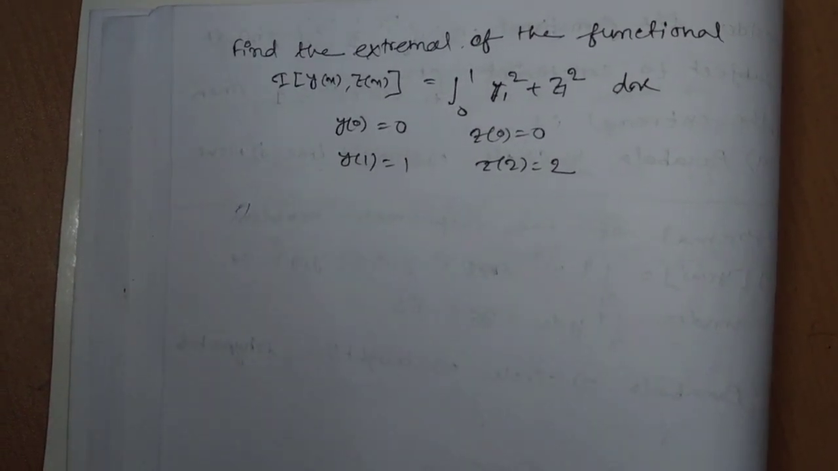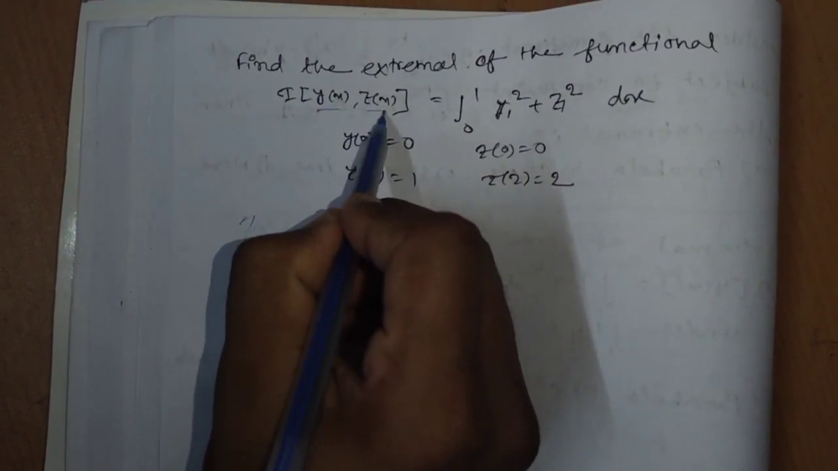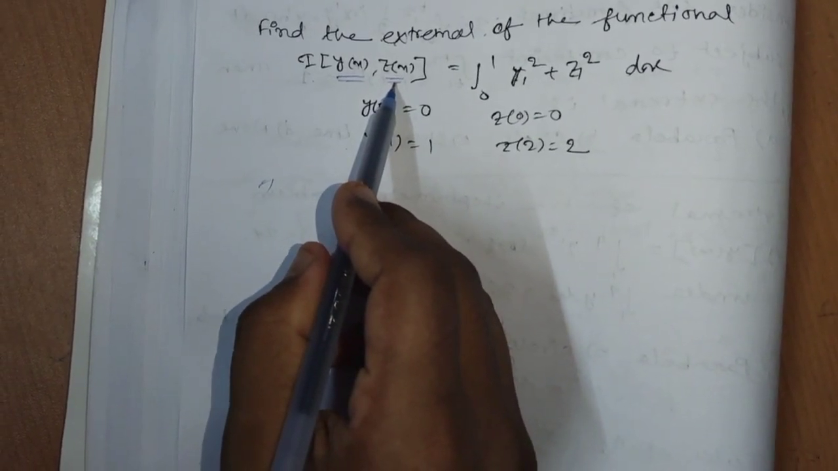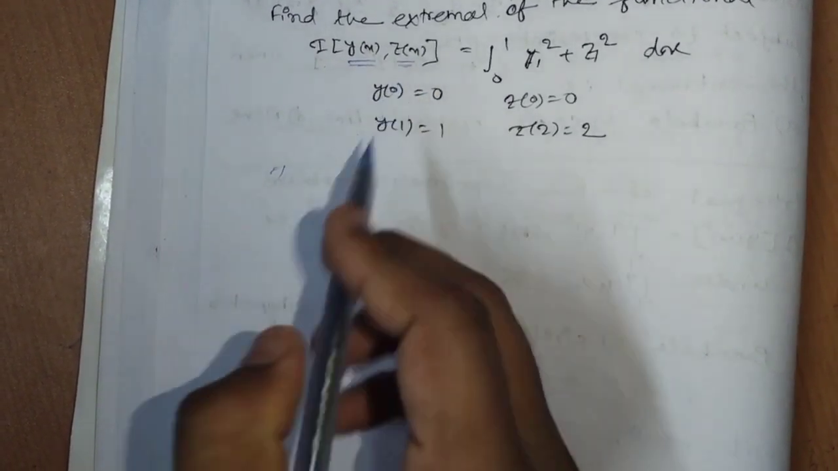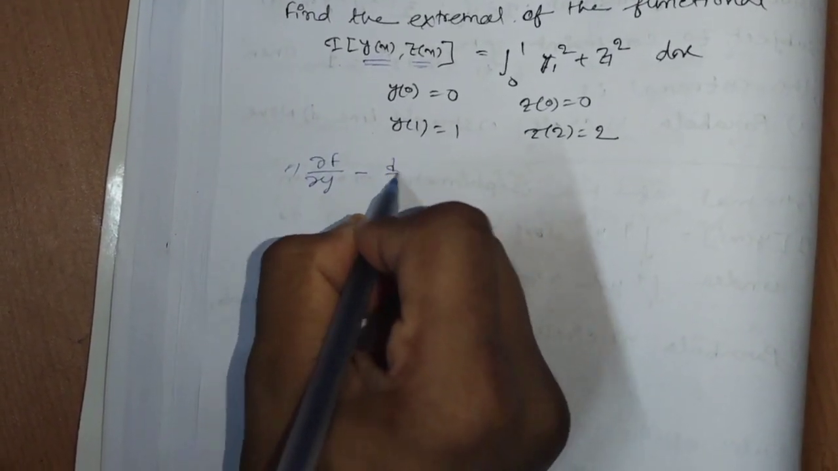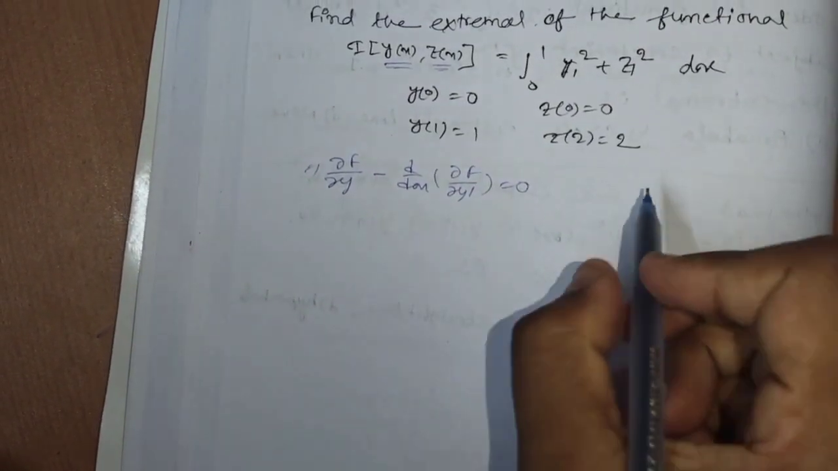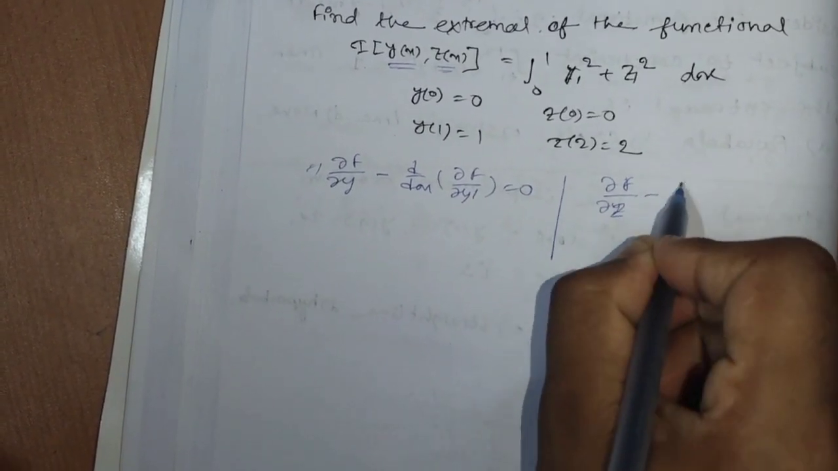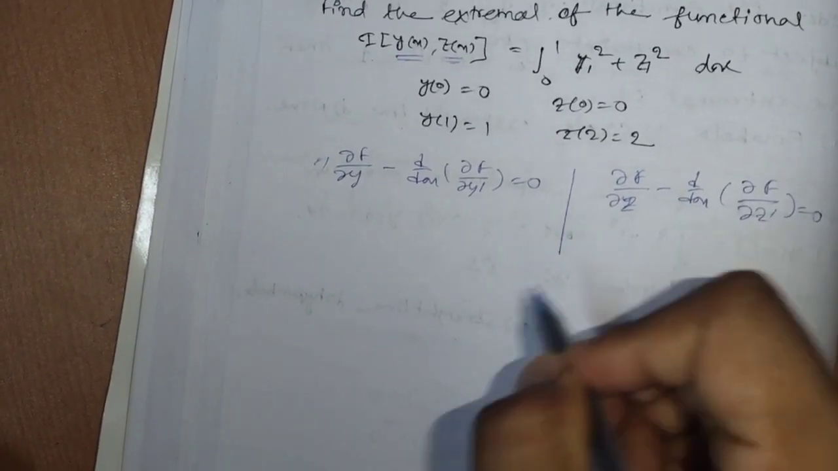Find the extremal of the functional I of y(x) and z(x). You can see there are two variables. Now to solve this, we have to use Euler equation for both y and z separately. So what is our Euler equation? Del f by del y minus d dx of del f by del y dash equal to 0, and del f by del z minus d dx of del f by del z dash equal to 0.